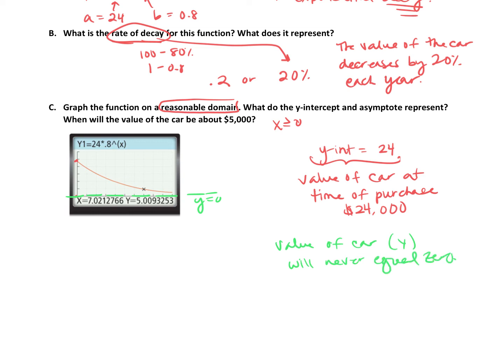All right, and then last question, when will the value of the car be about $5,000? So that $5,000 is a y value. So we can trace along our function right here until we get as close to a y value of 5 as we can. And we can see that happens right there. There's our little cursor guy. And that ordered pair is 7, 5. I'm definitely doing some rounding here. So we can expect the car to be worth about $5,000 after 7 years.